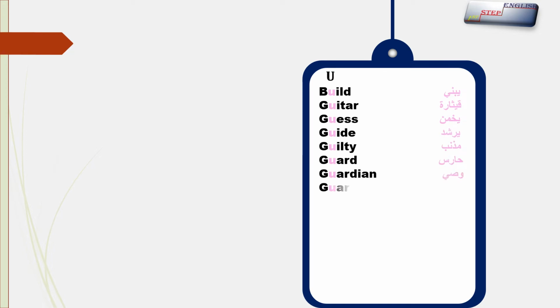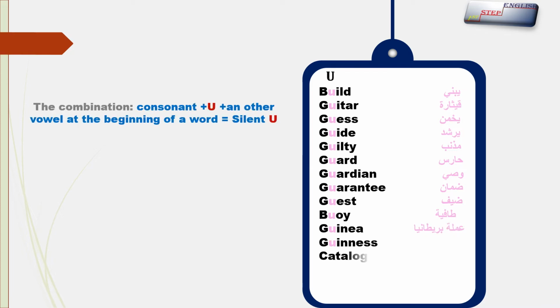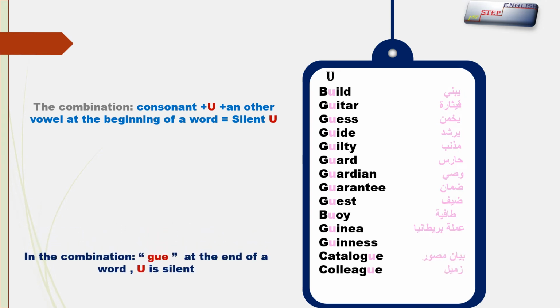Let's read the words. We say build, guitar, guess, guide, guilty, guard, guardian, guarantee, guest, buoy, guinea, and Guinness. In the words catalog and colleague, the U after G at the end of a word becomes silent, and the whole combination G-U-E turns to a hard G sound.